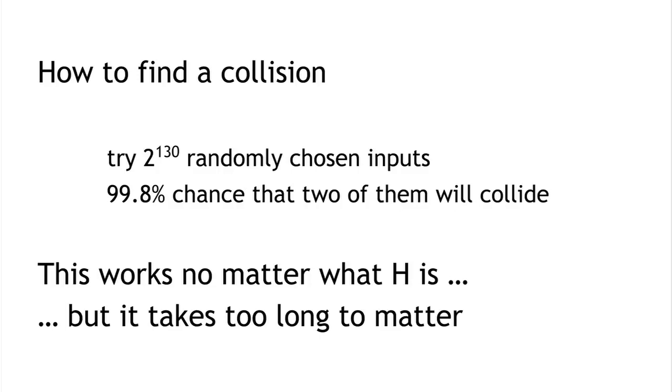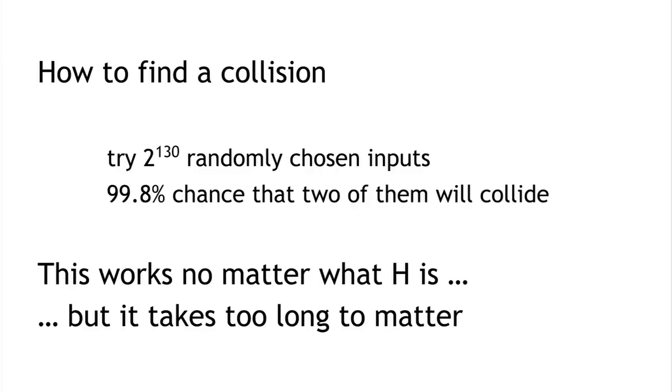You have to compute the hash function 2 to the 130 times, and that's, of course, an astronomical number. This method works no matter which hash function we're using. There's still a 99.8% probability that this works, and if it doesn't work, just try it again. It'll probably work the next time. But this doesn't really matter, and the reason it doesn't really matter is that this procedure takes 2 to the 130 steps in order to get to that high probability.